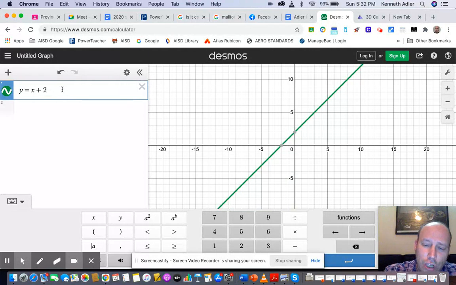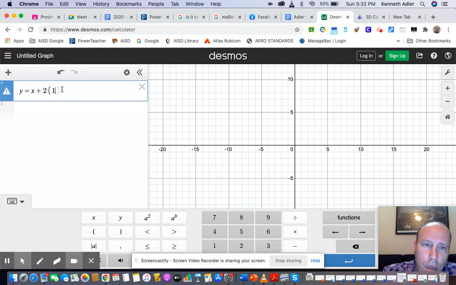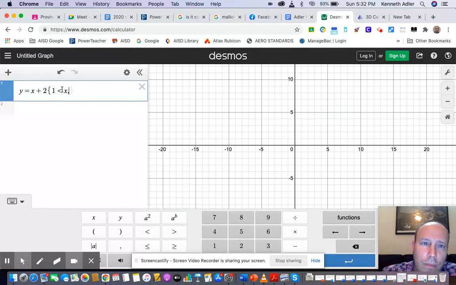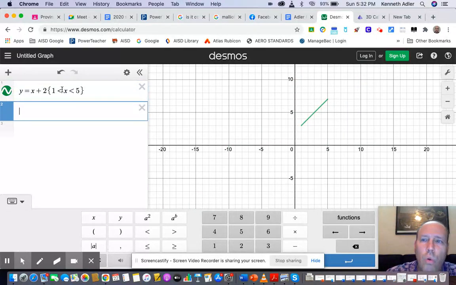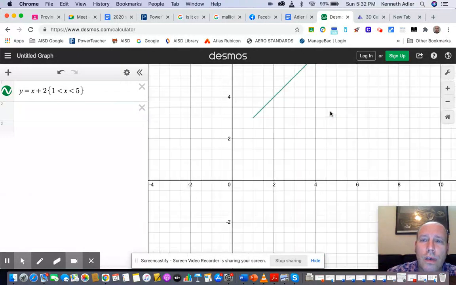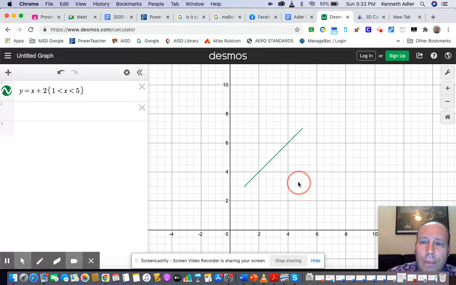The book brings up a point. Let's look at this notation, or this coding. I put 1 is less than x is less than 5. What happened? What's the idea here? We still have the same line, but it's kind of like it stops.